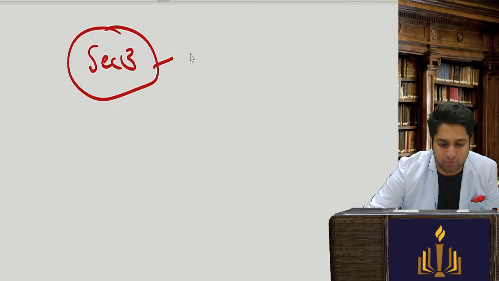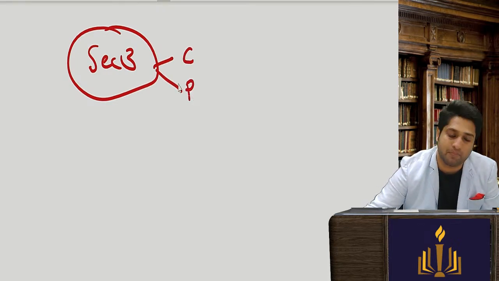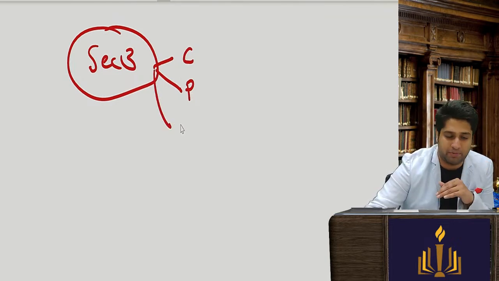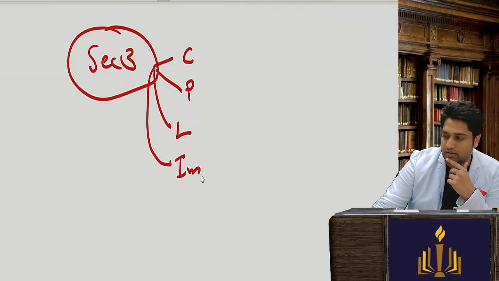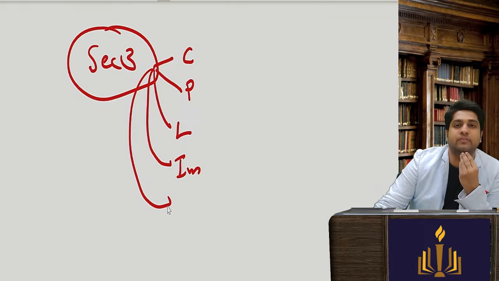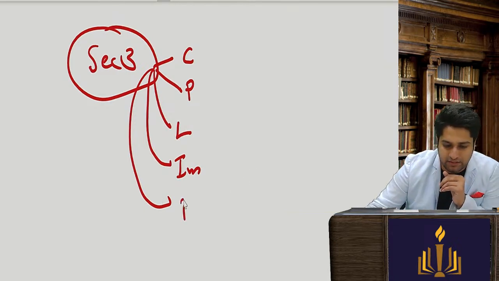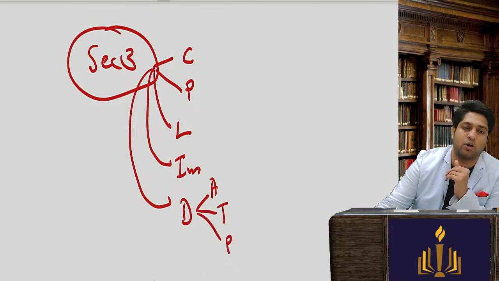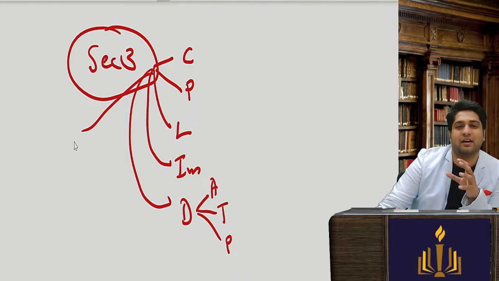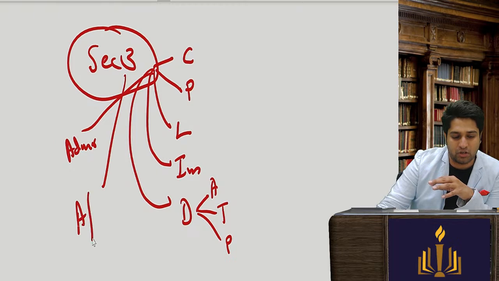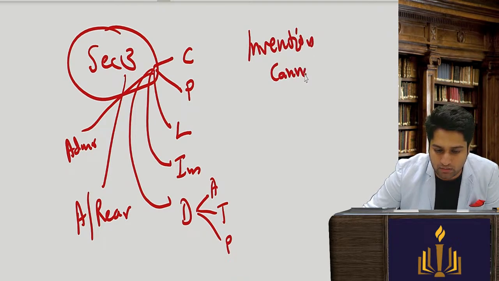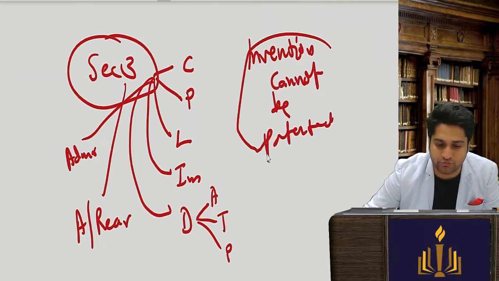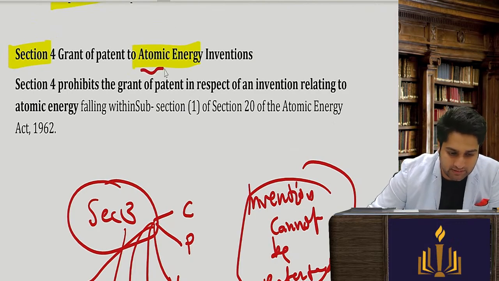So let's see. First we can see computer programs, method of playing a game. Then next, anything which is related to copyright, literary or artistic work, cannot be patented. What are the other things? Anything which is immoral. Next, what is the other thing? Mere discovery of an animal, thing, person cannot be patented. Then I told you about bhel puri, that is an admixture. A mere arrangement or a rearrangement of things cannot be patented. So these kind of inventions cannot be patented. And section 4 simply says anything related to atomic energy cannot be patented.